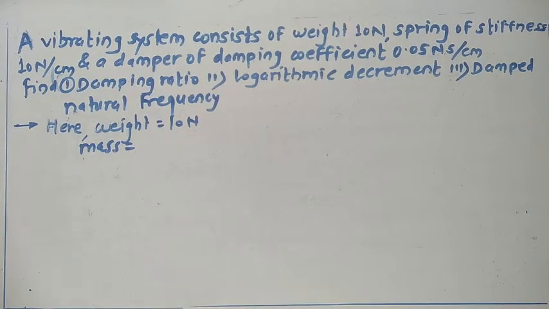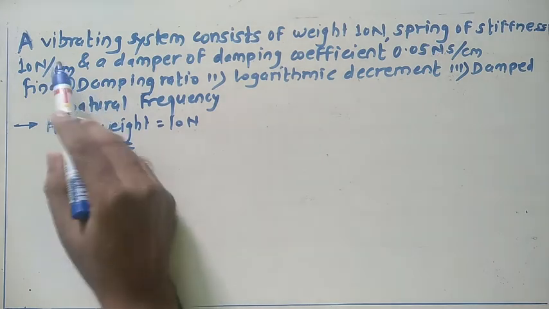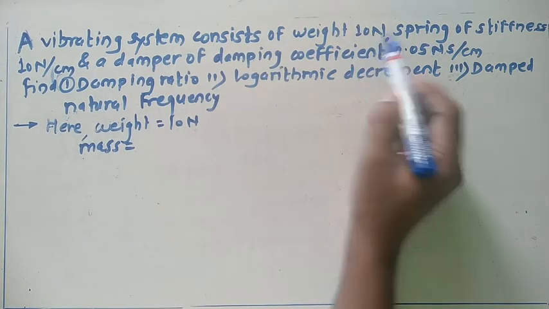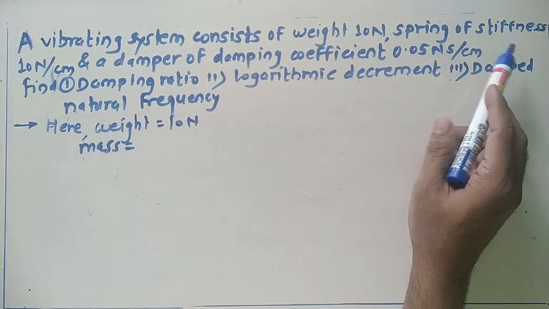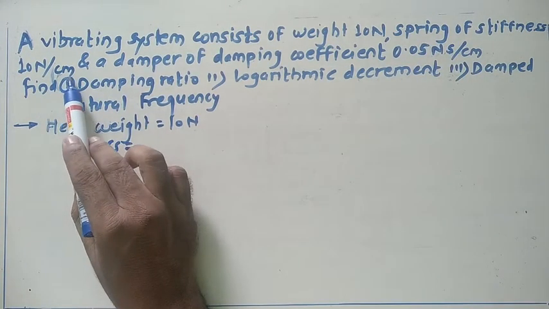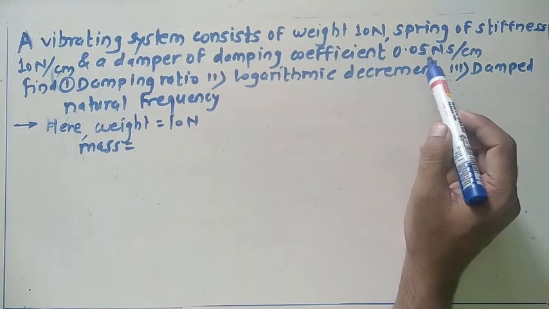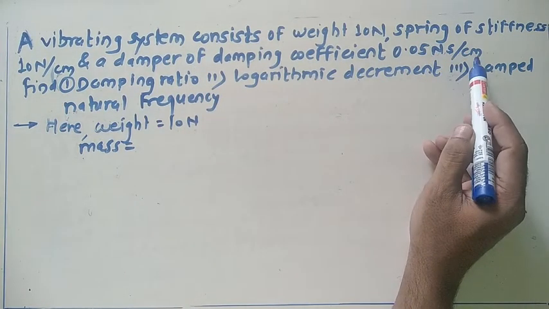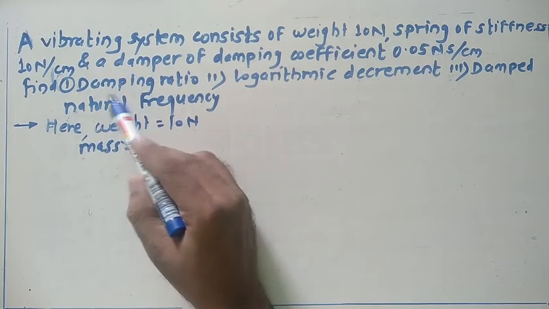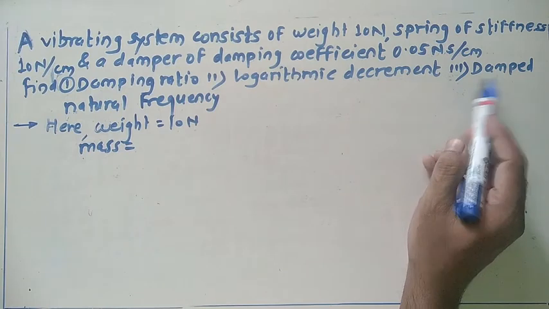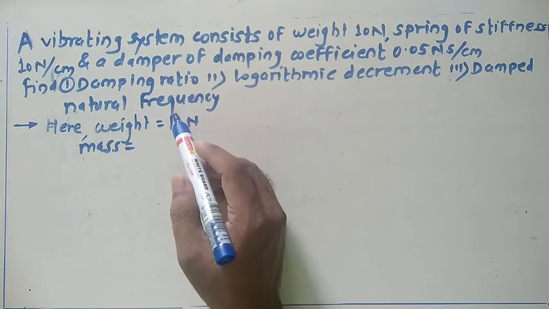So let us start the first problem. The vibrating system consists of a weight of 10 Newton, a spring of stiffness 10 Newton per centimeter and a damper of damping coefficient 0.05 Newton second per centimeter. Find the damping ratio, second point logarithmic decrement, third point damped natural frequency.